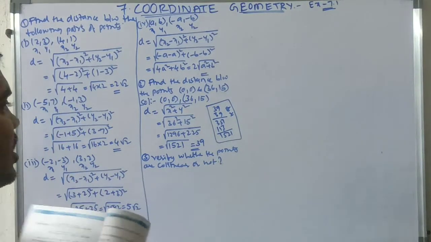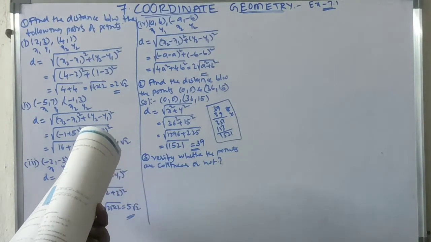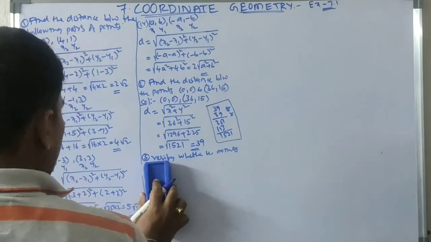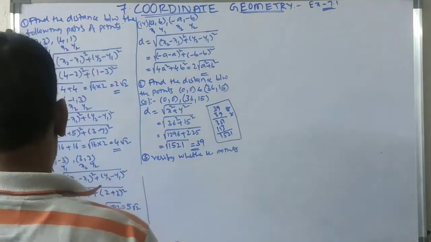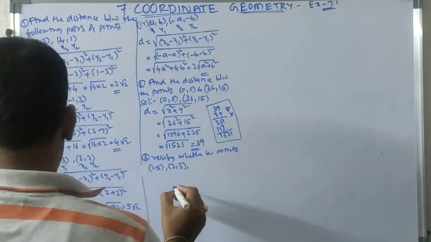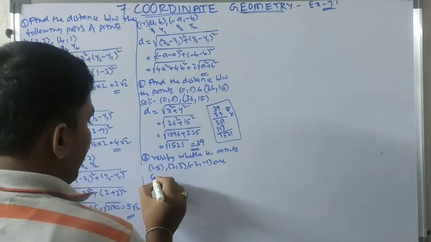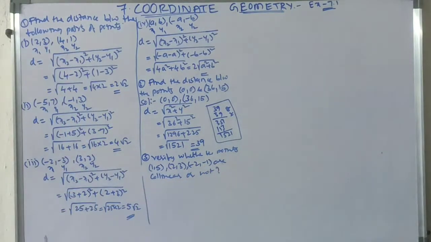Okay, so we need to check the given points collinear or not. Verify whether the points (1, 5), (2, 3), (-2, -1) are collinear or not. So we need to check whether these points are collinear or not.